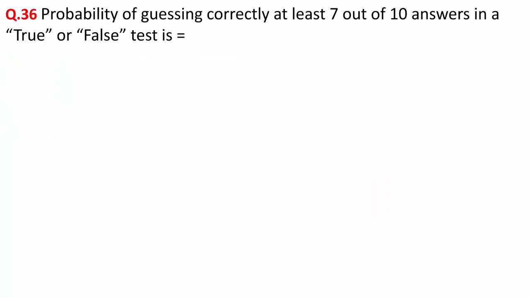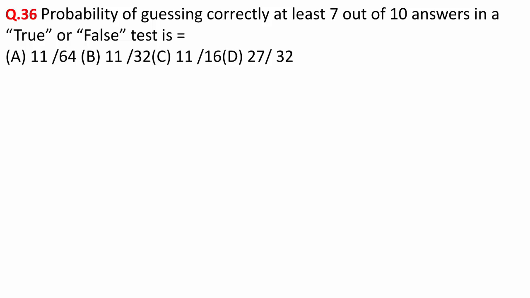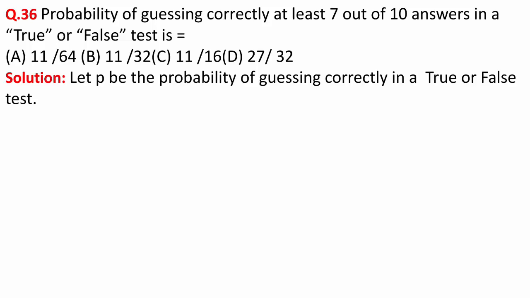Question 36. Probability of guessing correctly at least 7 out of 10 answers in a true or false test is. Options are A 11 by 64, B 11 by 32, C 11 by 16, D 27 by 32.